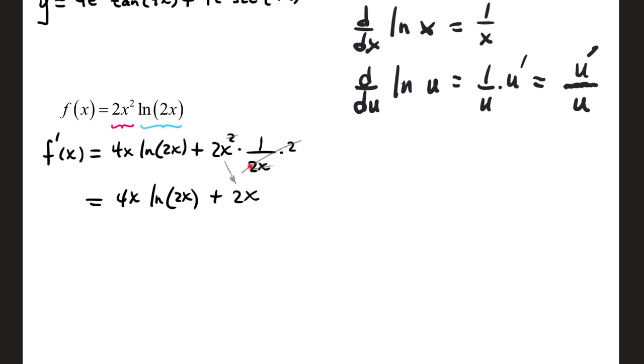These 2's cancel, and I'm going to cancel a single x from top and bottom. That will leave a 2x when the dust settles. So our derivative is 4x natural log 2x plus 2x.